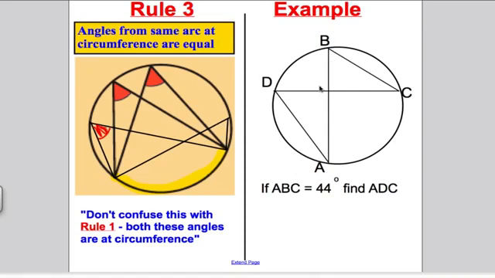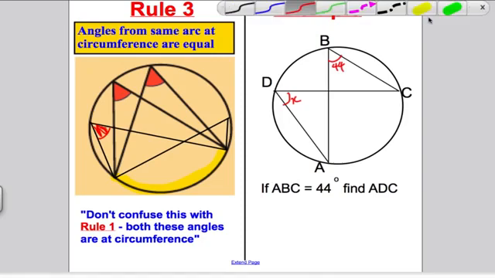Okay, quick example. If ABC, A to B to C, this one's 44, they're asking what ADC is. Always label it, so ADC, call that one X. What's that one? Well, let's define our arc. Our arc could be here or here.